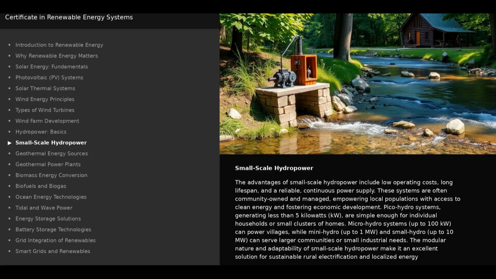Pico-hydro systems, generating less than 5 kilowatts, are simple enough for individual households or small clusters of homes. Micro-hydro systems, up to 100 kilowatts, can power villages, while mini-hydro up to 1 megawatt and small hydro up to 10 megawatts can serve larger communities or small industrial needs.